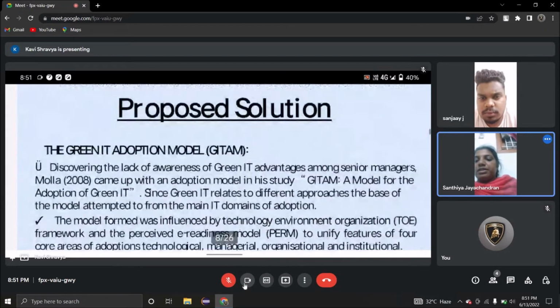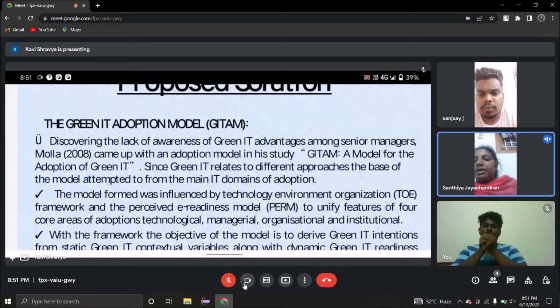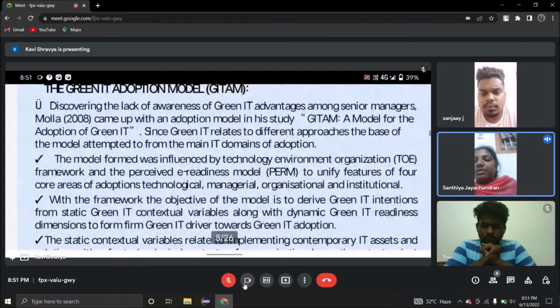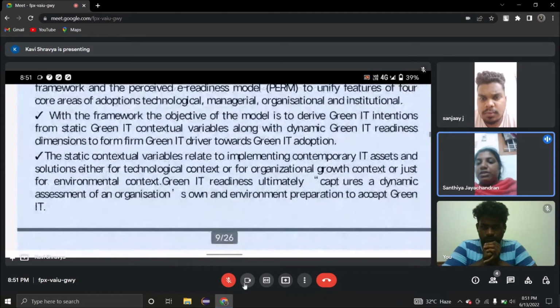Proposed solution: the Green IT adoption model. Disclosing the lack of awareness of Green IT advantages among senior managers, Nolan 2008 came up with an adoption model in his study, GITAM, a model for the adoption of Green IT. The model was influenced by the technology, organization, environment framework and the perceived e-readiness model. With the framework, the objective of the model is to derive Green IT instructions from static Green IT contextual variables.